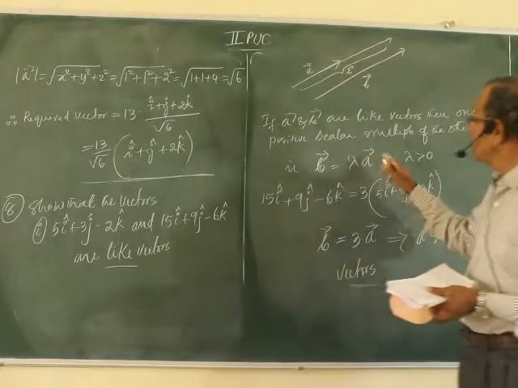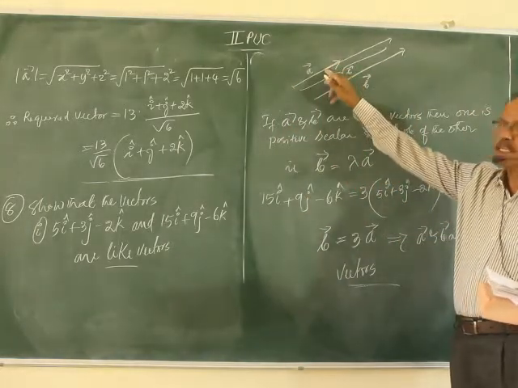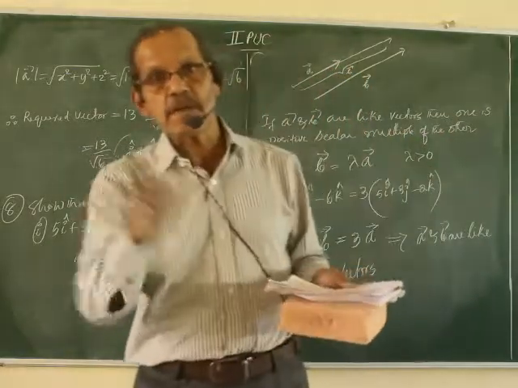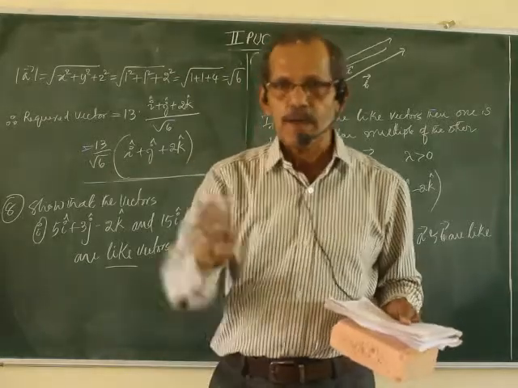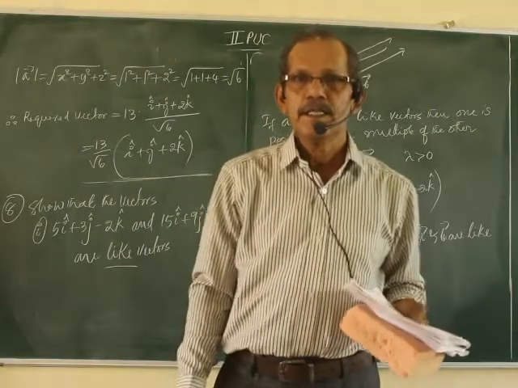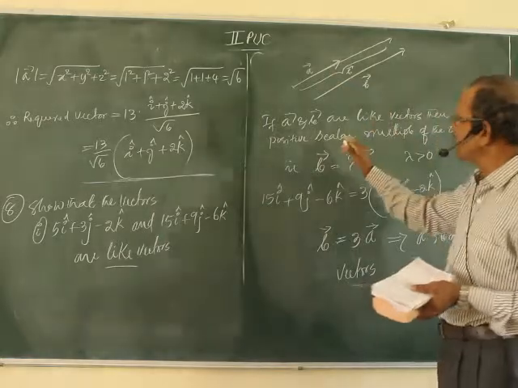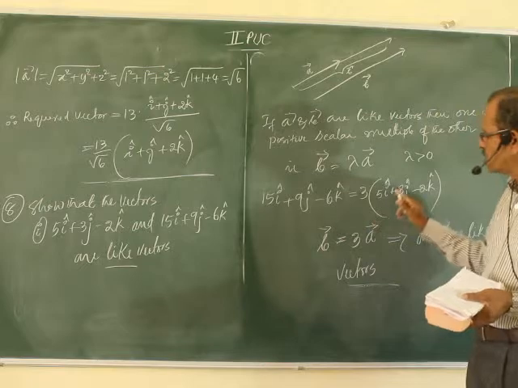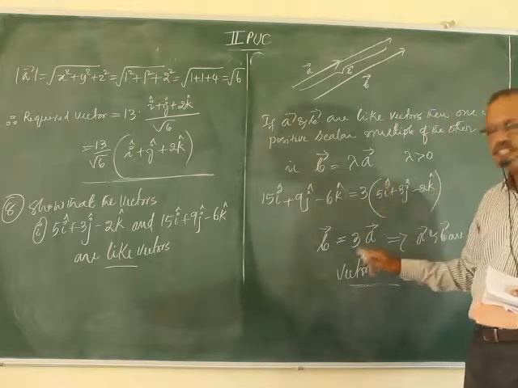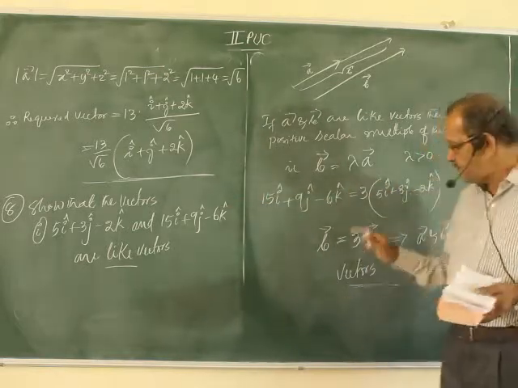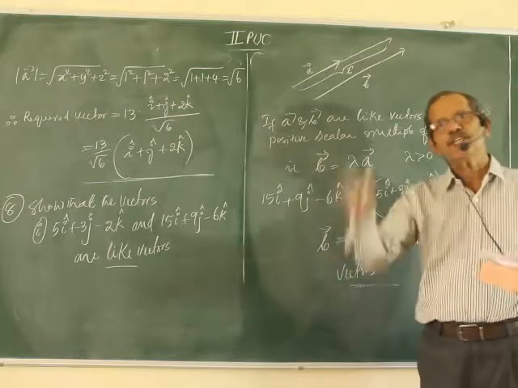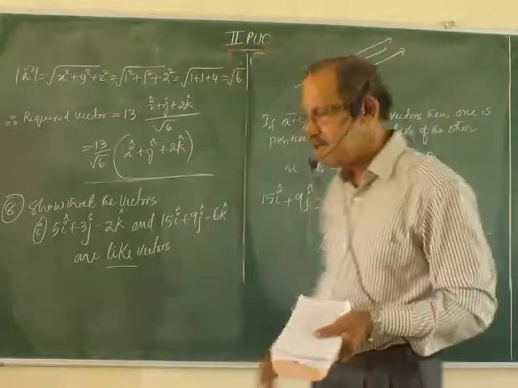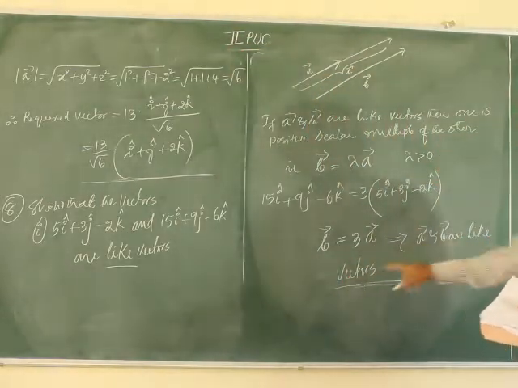So here, if they are like vectors, overlapping one on the other, one should be the scalar multiple of the other, no doubt, some constant into a vector. Then only they are like vectors. So let us verify whether it is so. B is the vector actually obtained by just multiplying the vector A by 3. If one vector is a scalar multiple of the other, surely they are like vectors, having the same direction. So, A and B are like vectors.